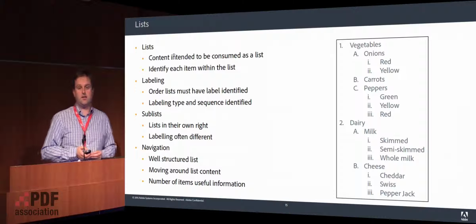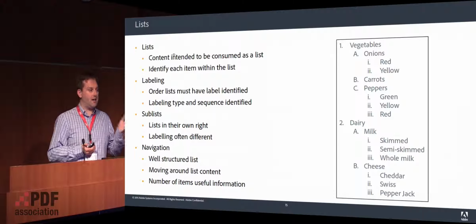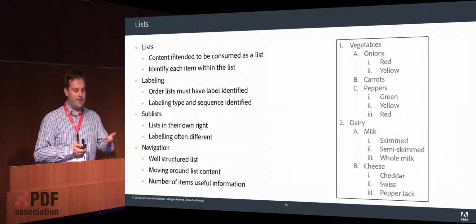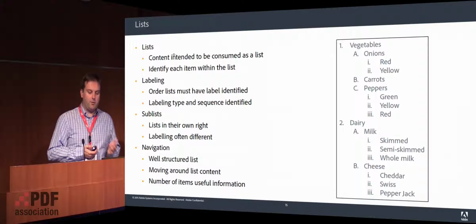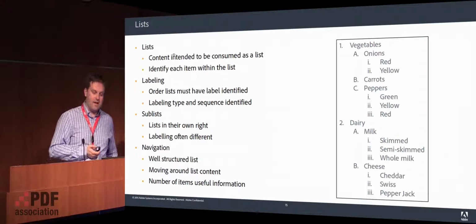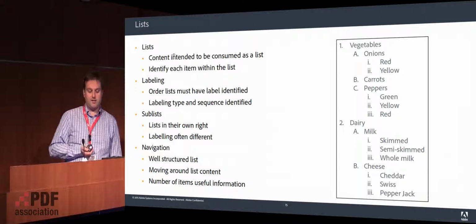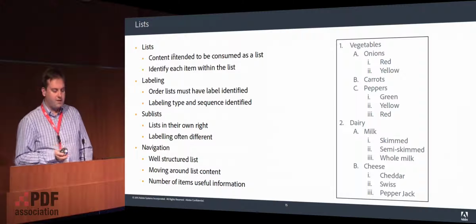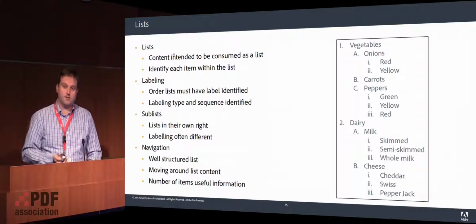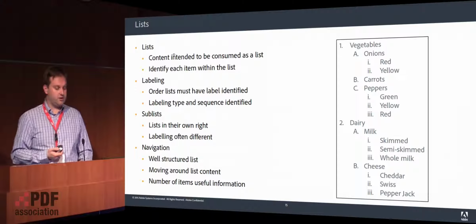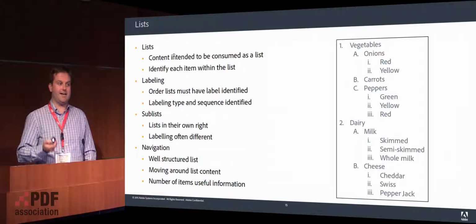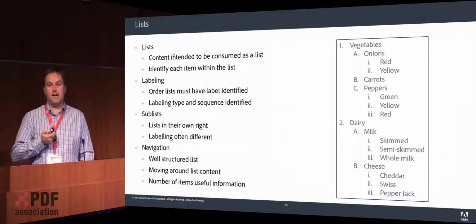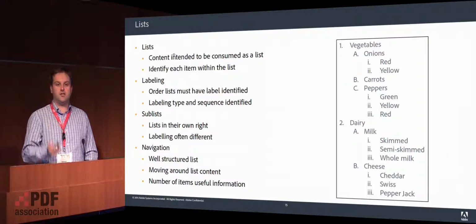And as you can see, lists have nesting. That lists are contained within lists. And so taking this example, there's a top-level list with 2 items, vegetables and dairy. And then the top list has a sub-list of 3 items. The first item has another sub-list of 2 items. And so this is really important as I move around a document and navigate it, that I can interact with this as a list and not just as a linear stream of content.